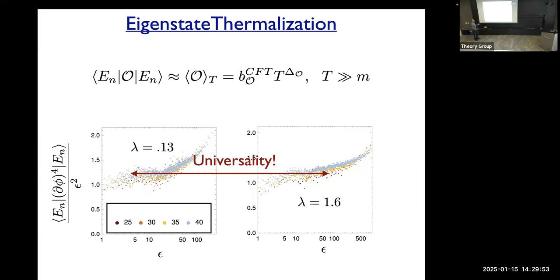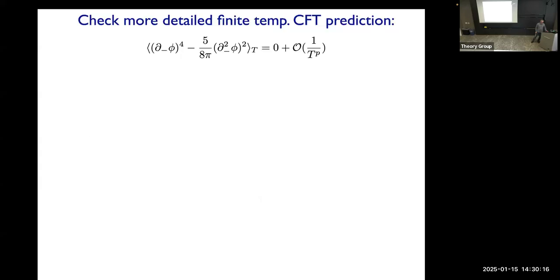And now you can check something more detailed. So of course, there's deviations in the IR and deviations in the UV, but there's a regime over which we kind of trust our data, over which there's a nice plateau. So it seems like the temperature dependence for a huge number of states is correct. And now we can check something even more in detail, which is that we can check the coefficients, right?